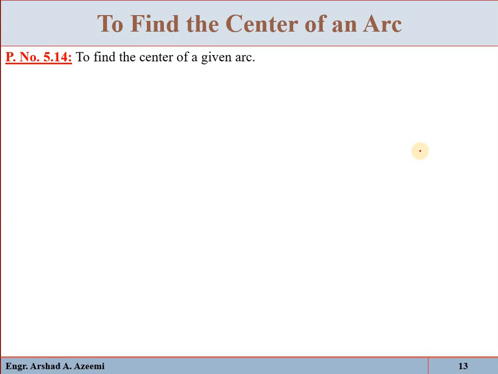Now to find the center of a given arc. Suppose an arc AB is given. Now we are interested to find out where the center of this arc will be, because an arc is a section of a circle, and for a circle we will have a well-defined center. So if some portion of a circle is given, if an arc is given, find out where its center is.